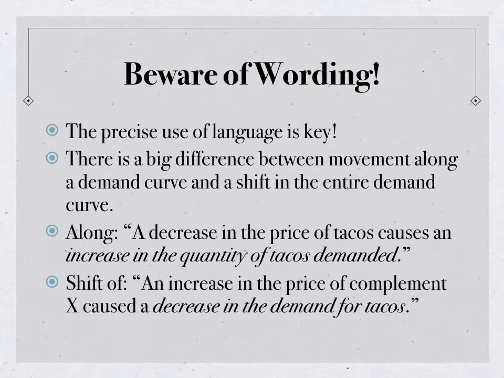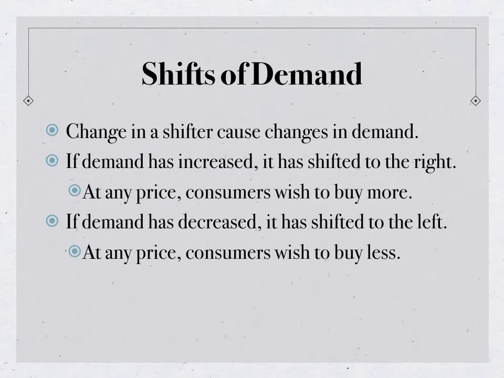A shift of the demand curve occurs when something else impacts the market for tacos. So in this example, an increase in the price of complement X caused a decrease in the demand for tacos. So change in a shifter causes a change in demand. If demand goes up, it shifts to the right, meaning at any price consumers want to buy more. If demand goes down, it shifts to the left, meaning at any price consumers wish to buy less.